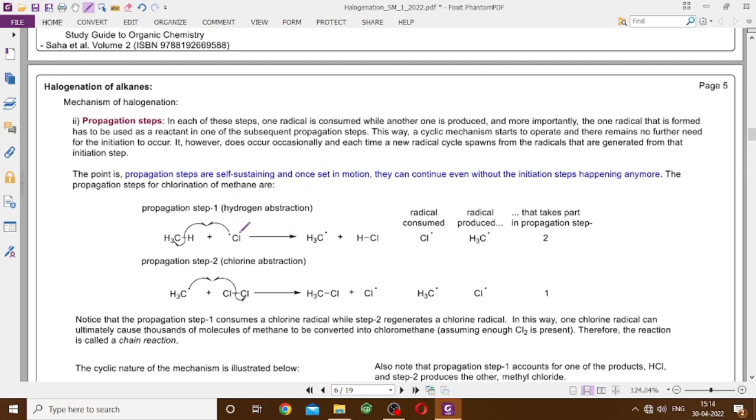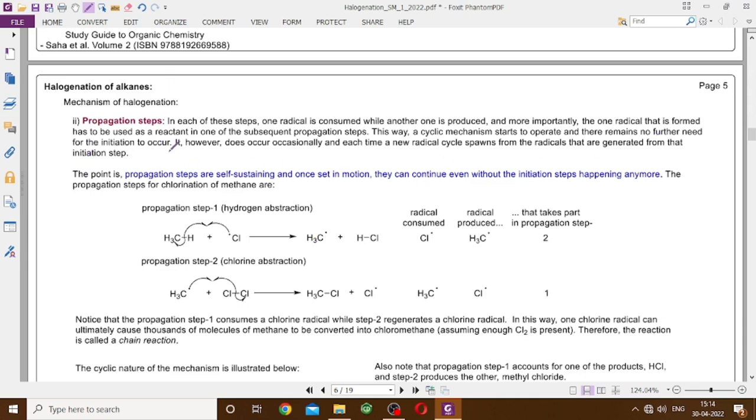So once you have got a chlorine dot, this will go on. You don't need a further source of chlorine dot, at least not from homolysis of chlorine molecule, because you are generating a chlorine dot in the second propagation step, which will come back here and do the thing all over again. So propagation steps are responsible for the cyclic mechanism, and there remains no further need for the initiation to occur.